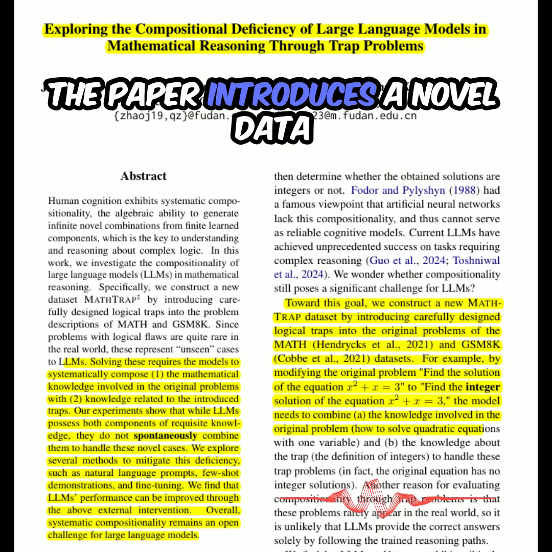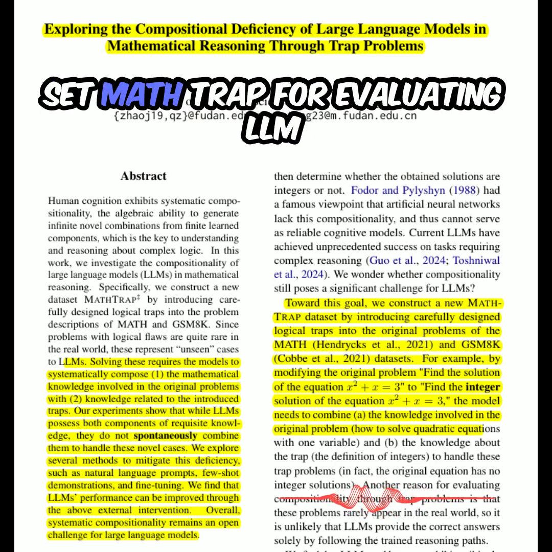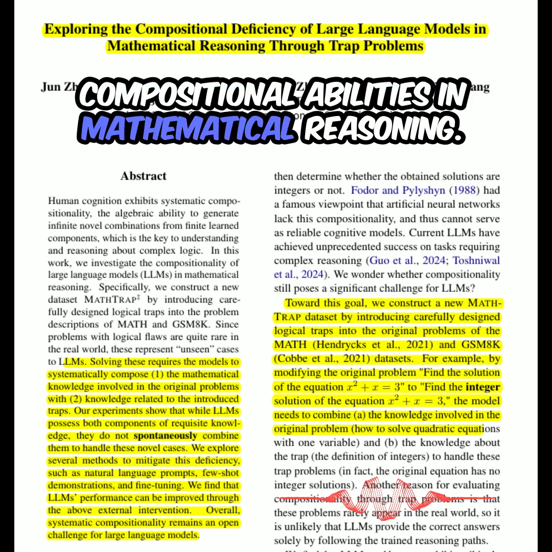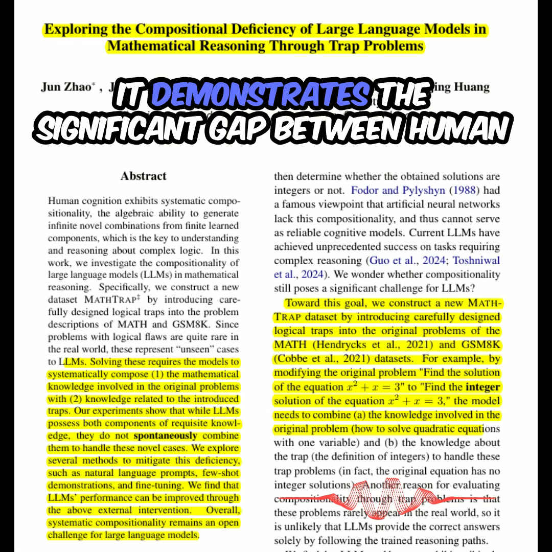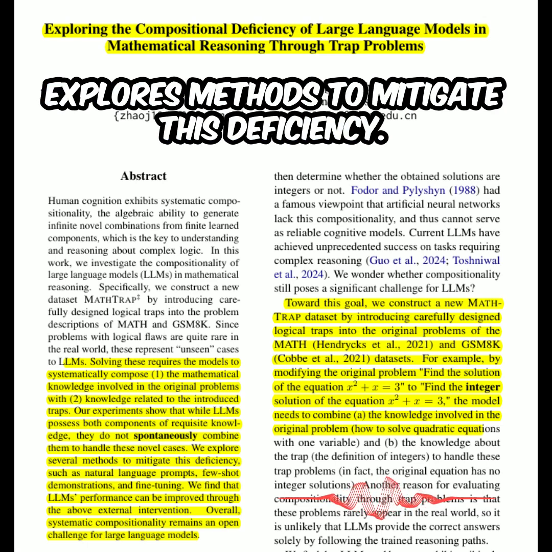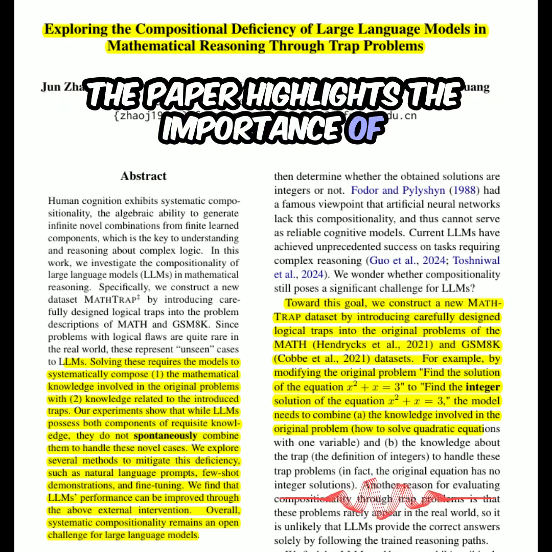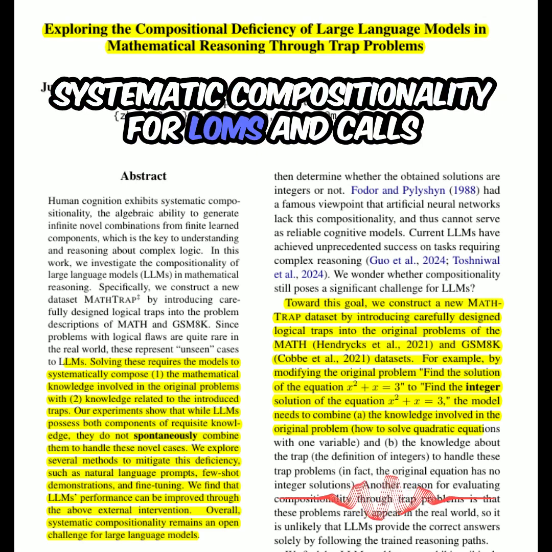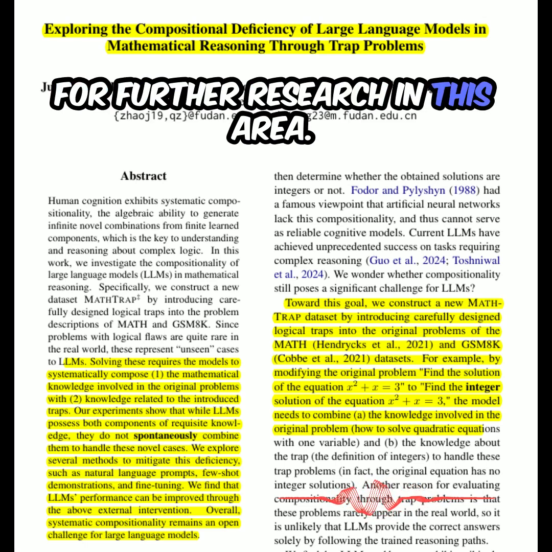The paper introduces a novel dataset, MathTrap, for evaluating LLM compositional abilities in mathematical reasoning. It demonstrates the significant gap between human and LLM performance on trap problems and explores methods to mitigate this deficiency. The paper highlights the importance of systematic compositionality for LLMs and calls for further research in this area.